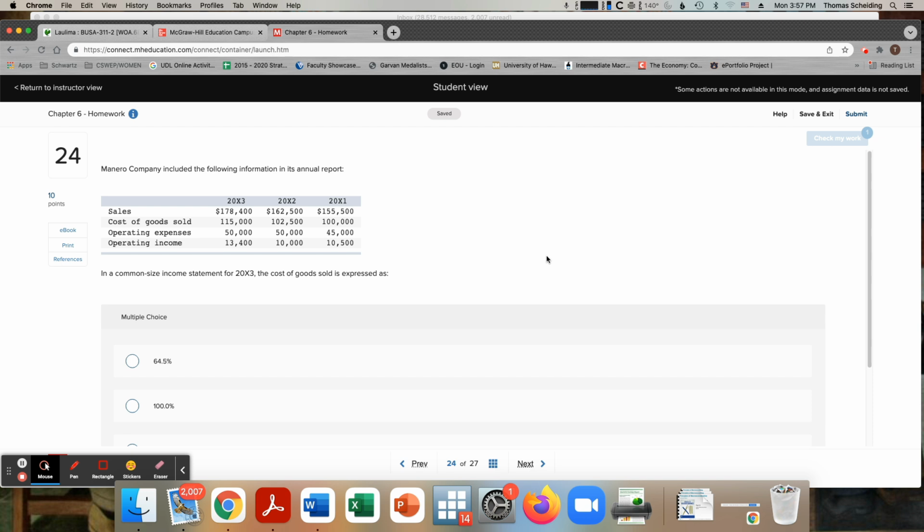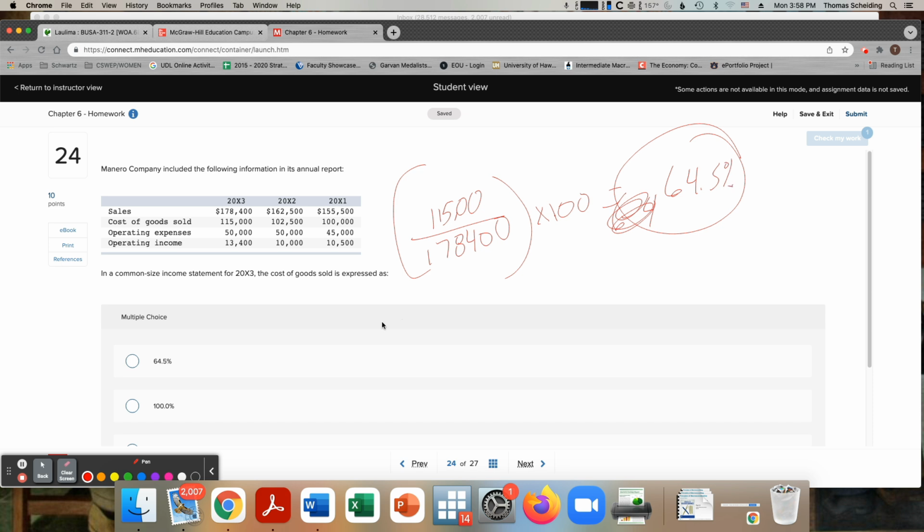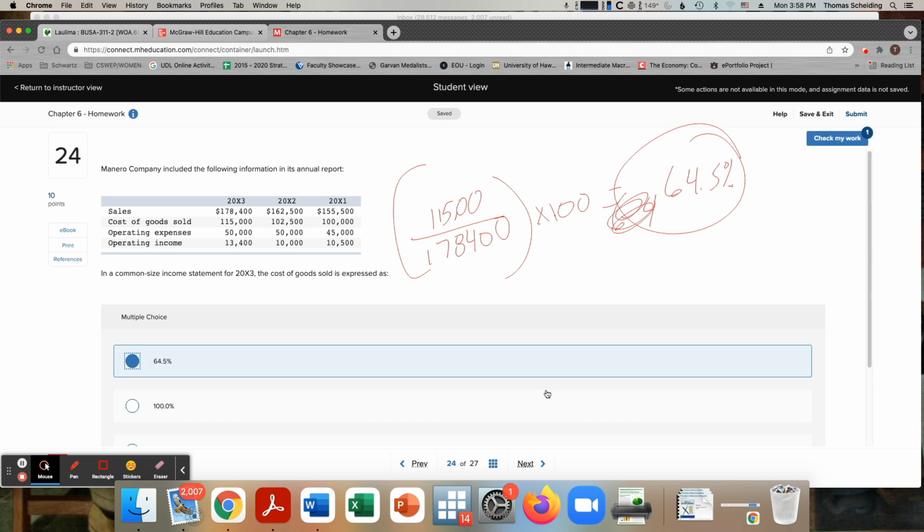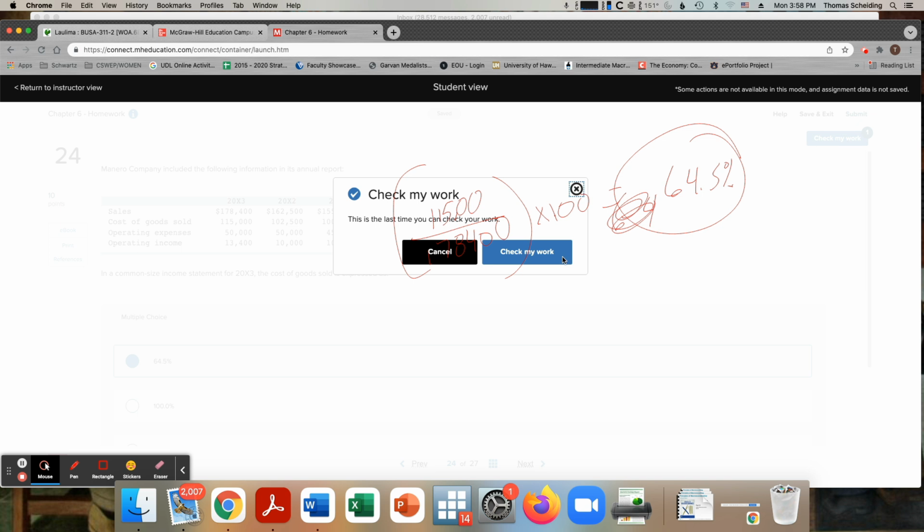Okay, common size statement for Monero Corporation. Now I need to do the cost of goods sold in 20x3, which would be 115,000. I'm going to divide that by the sales, the 178,400, times 100 to calculate it as a percent, and that's going to be 64.5%. As you can see, a lot of this is just applying the equation, and that is what you'll see on the exam.